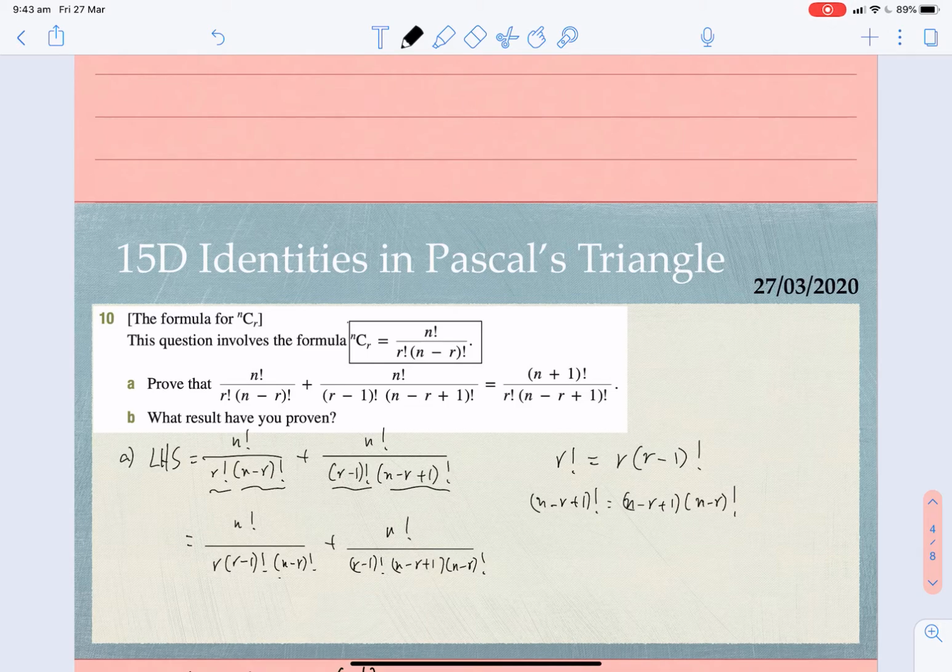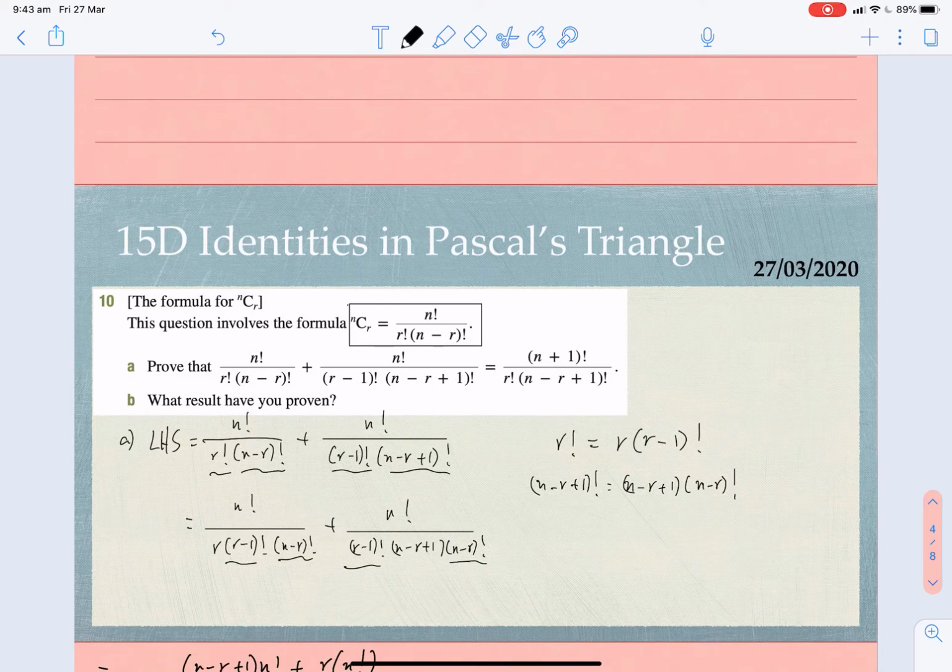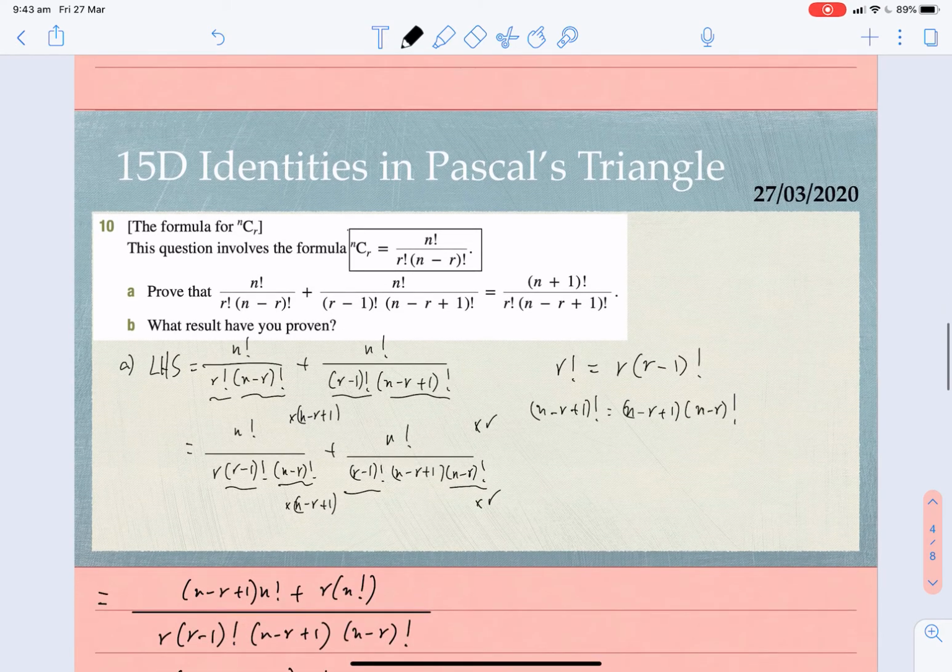Okay, so we've got a common factor here and a common factor here. All we need to do is multiply each by the thing that we don't have: times n minus r plus 1, and times r. Then we can have a common denominator, which is r times n minus r plus 1 times r minus 1 factorial times n minus r factorial. On the top bit we got n minus r plus 1 times n factorial plus r times n factorial.